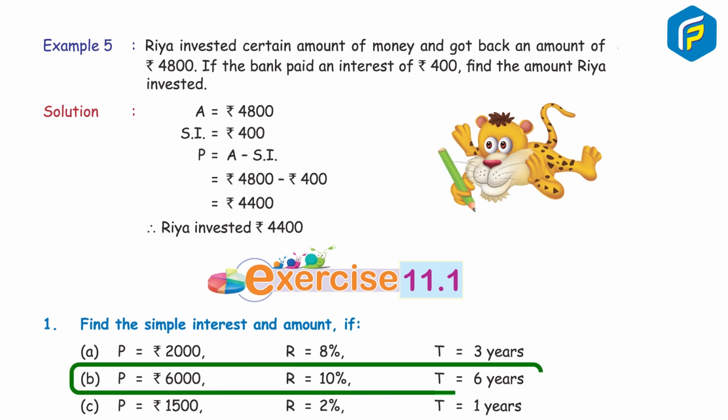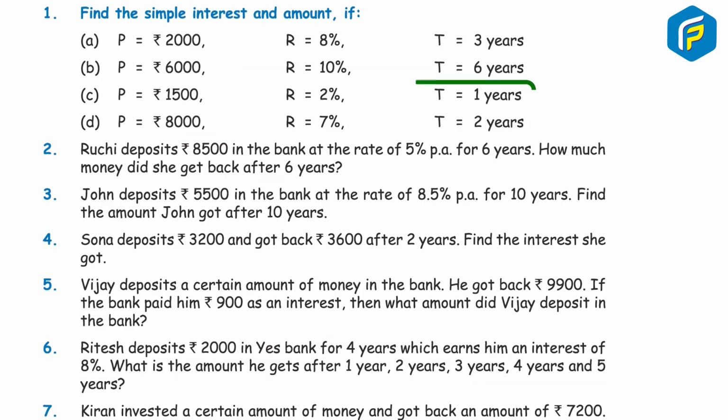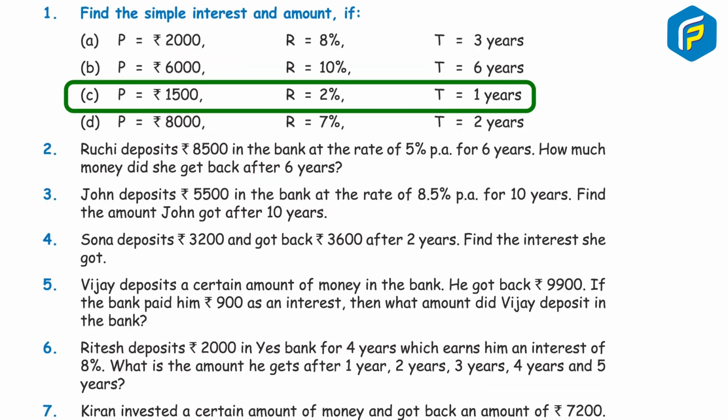B. P equals rupees 6,000, R equals 10%, T equals 6 years. Answer: amount 9,600 and interest 3,600. C. P equals 1,500 rupees, R equals 2%, T equals 1 year.